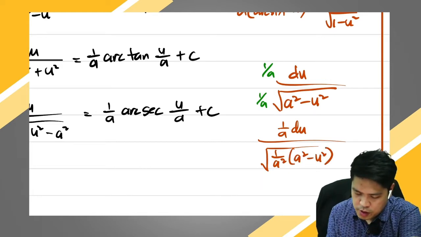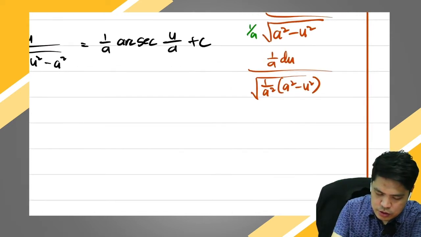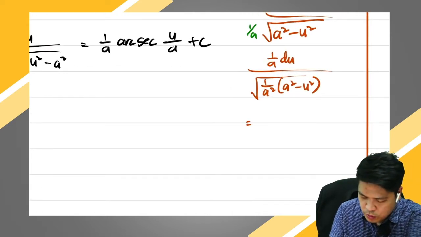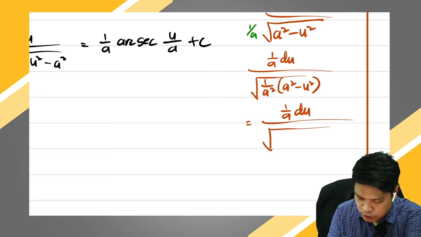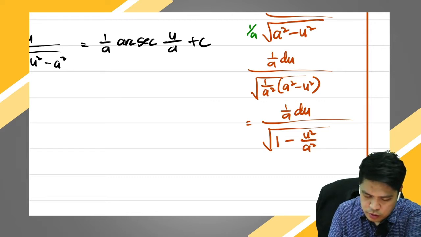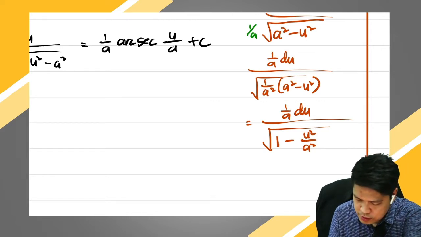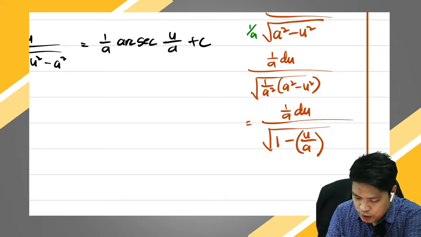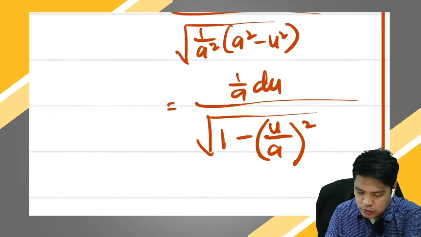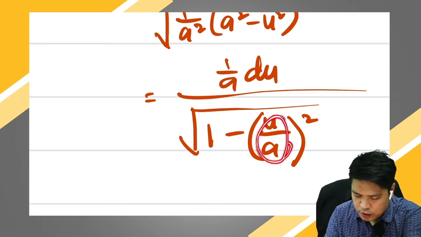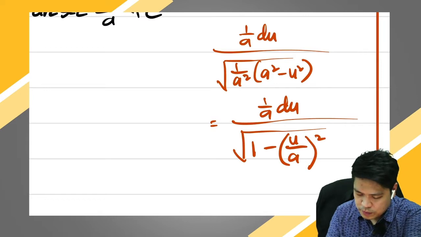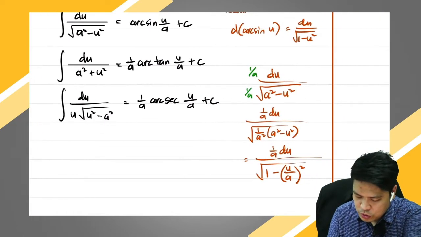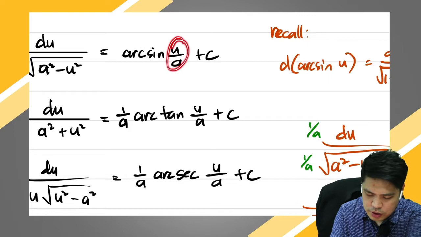So from here, this becomes 1. So this becomes 1 over a du divided by the square root of 1 minus u squared over a squared. And you can rewrite that as u over a, squared. And we know that the derivative of u over a is du over a. So therefore, our function u is actually u over a. So that's u over a.